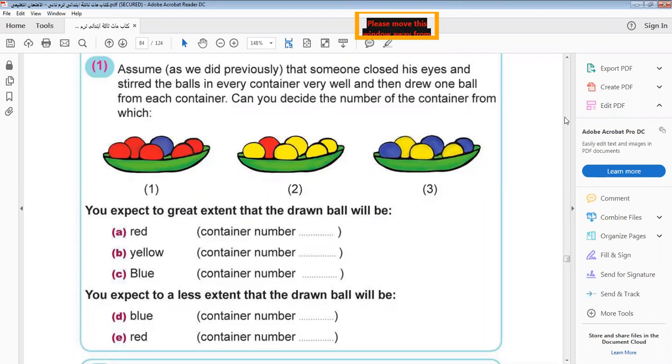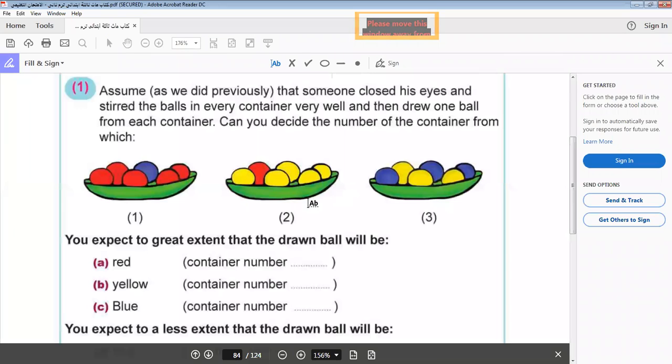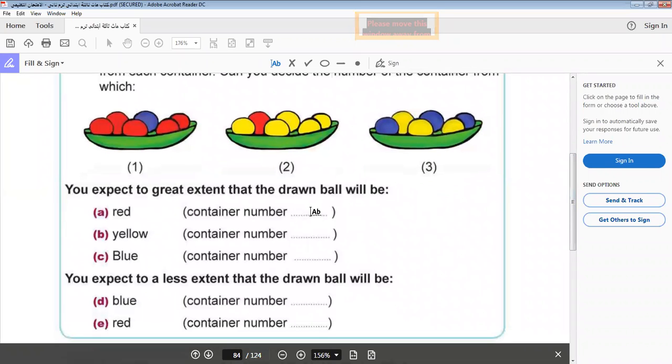So what do we say? So the one most likely to give me red balls is 1. I can't say 2 because 2 has 1 ball but here you have 5 balls. So I choose the container which has the most red balls because he said the great one. Okay, so it's the first one.